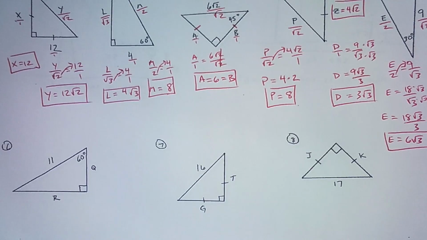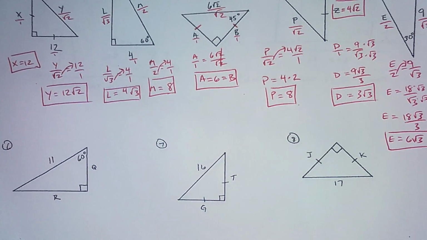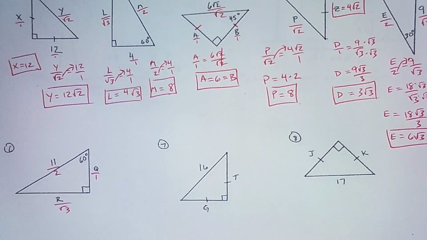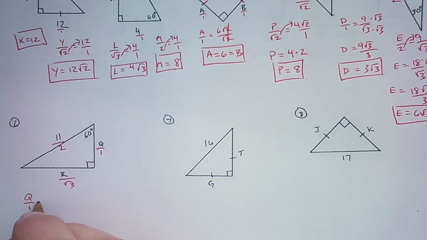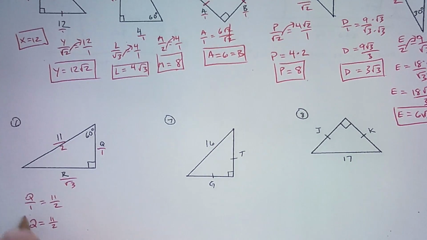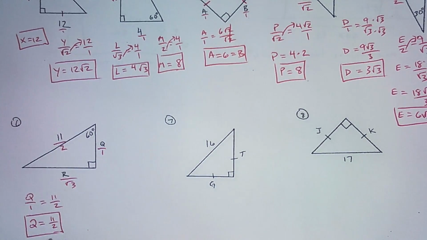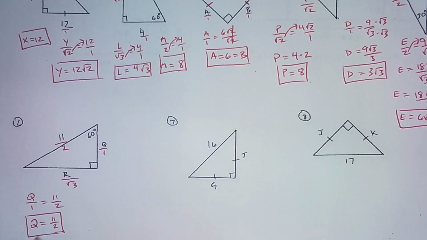Number 6, I have another 30, 60, 90. The shorter leg is to 1 as the hypotenuse is to 2 as the longer leg is to the square root of 3. So I have Q is to 1 as 11 is to 2. Now, Q over 1 is already solved for Q. It's just Q equals, and I can actually just leave this as 11 halves. 5.5 would be an acceptable answer as well, but this improper fraction is just fine, so I'm going to keep it like that, as 11 halves.